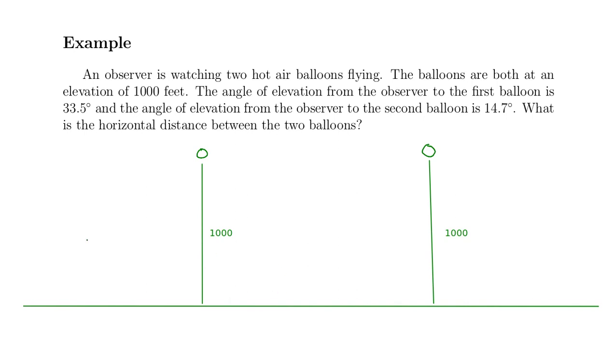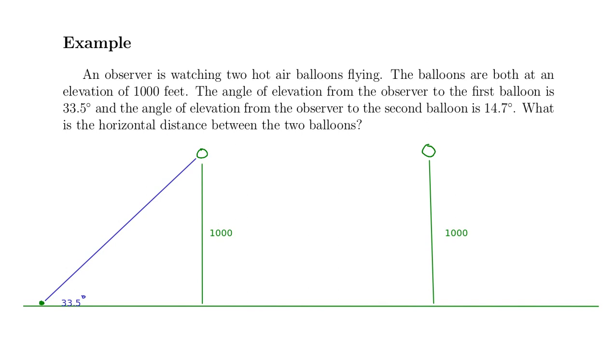Then I've got some observer. I've got somebody watching right here. I'll say that they're just this little person on the ground. And I know that we've got an angle of elevation to the first balloon. That angle of elevation, I'll draw in blue for my sight line, is right here. So I know that this angle is, what did I say, 33.5 degrees. I'll draw my little degree symbol in here.